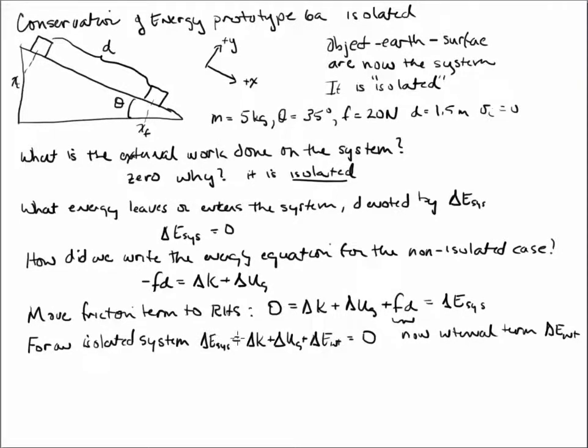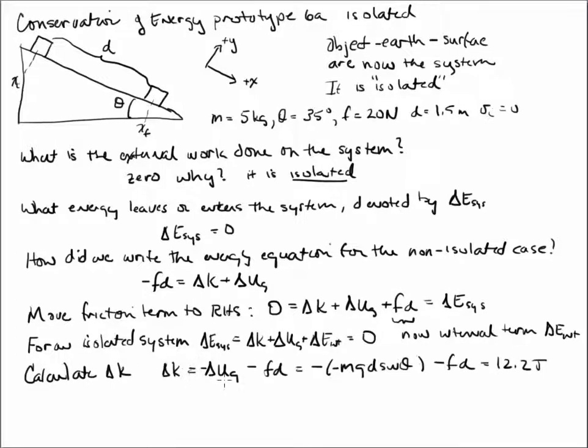Now for an isolated system, we write delta E sys equal to change in kinetic energy plus change in gravitational potential energy plus change in internal energy. Let's calculate change in kinetic energy just as we did in the previous example. And we have change in kinetic energy equal to minus the change in gravitational potential energy minus the work of friction over distance d. Of course, the change in gravitational potential energy is minus mgd sine theta. Now, if you don't know where I got that minus mgd sine theta, I need you to think about it a minute.